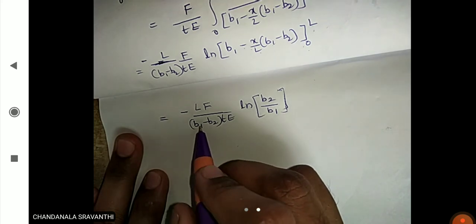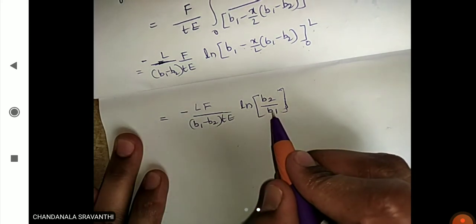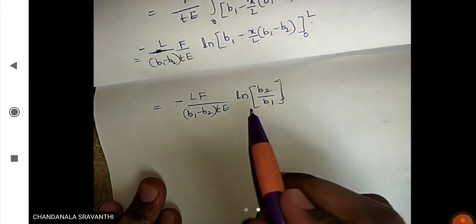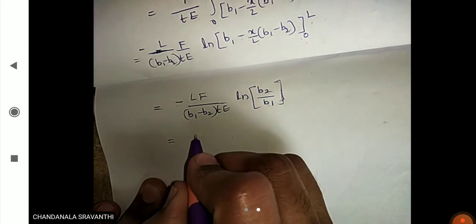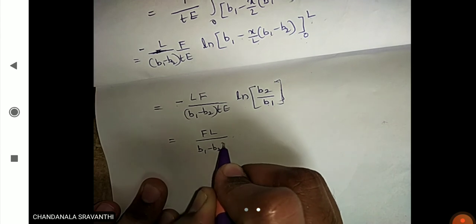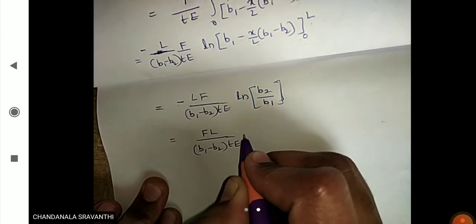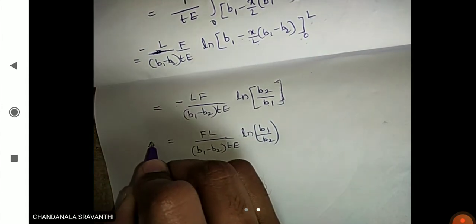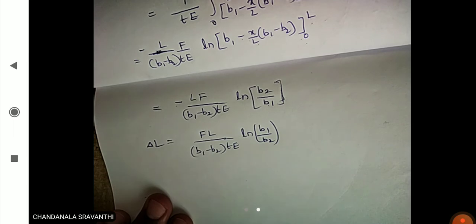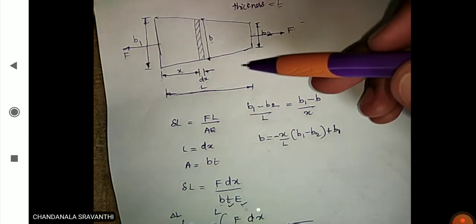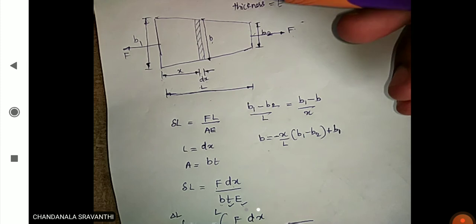Now, because B1 is greater than B2, you take this minus sign into the logarithmic function. This will be F L by (B1 minus B2) into T E ln of B1 by B2. So we got the elongation for this bar, which has width B1 at one end and B2 at the other end, having length L and thickness T.